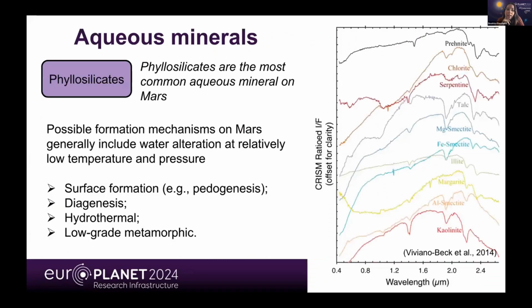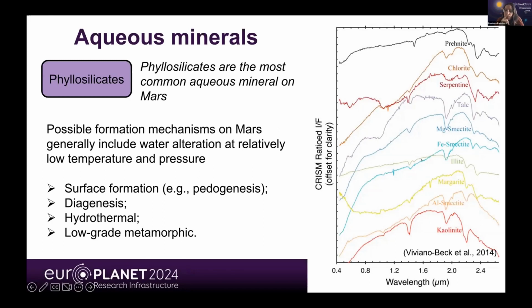Starting with phyllosilicates, they are by far the most abundant aqueous mineralogy that we find on Mars. As you can see from the CRISM spectra that I put on the right, they are also the most varied, they vary a lot. We can have chlorite, serpentine, or magnesium smectite, iron smectite. We have lots of different minerals.